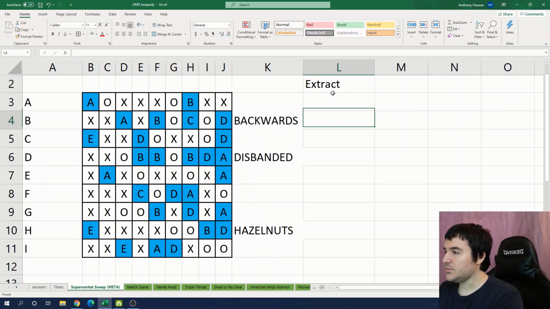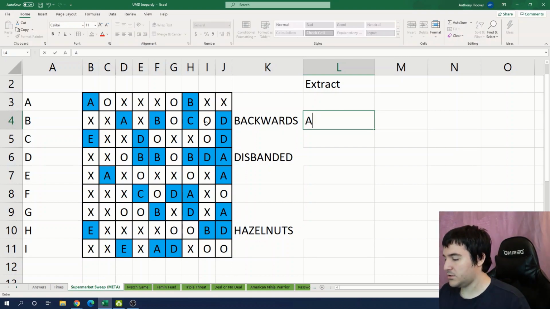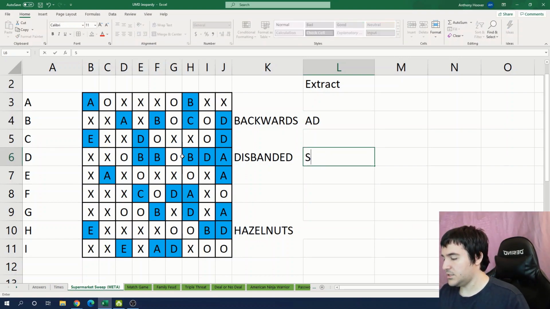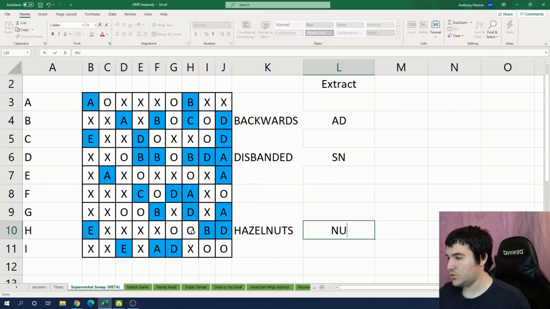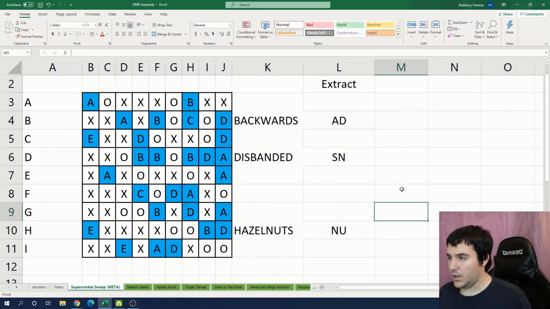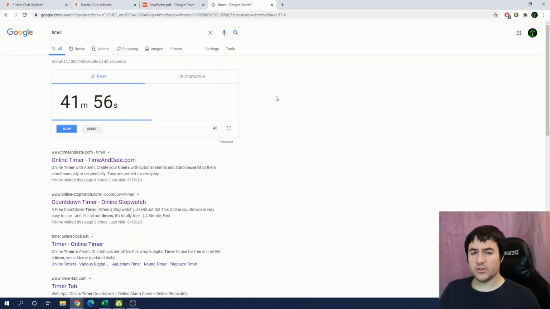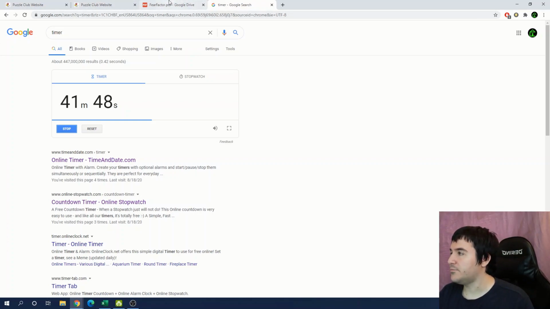And then we take the letters from the spaces that have the O's in them. So this is AD, this is SN, NU. So it's probably too early for me to get an answer from this with just three answers. So I think I'm gonna come back to it when I get some more nine letter words. Okay, so I've used up about half of my time solving the first puzzle and taking a look at those two meta puzzles. I'd like to get maybe one more solve in here today, if possible.